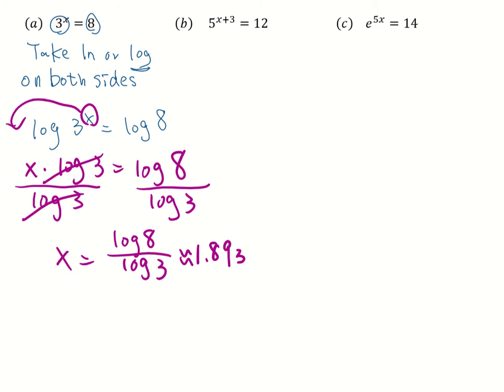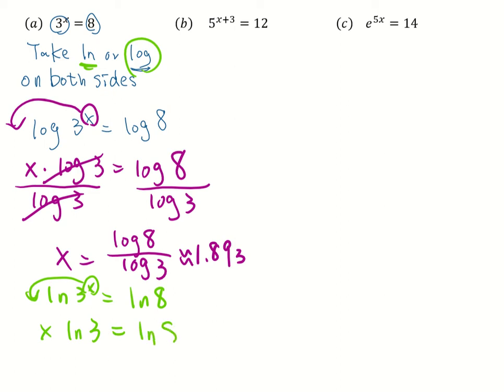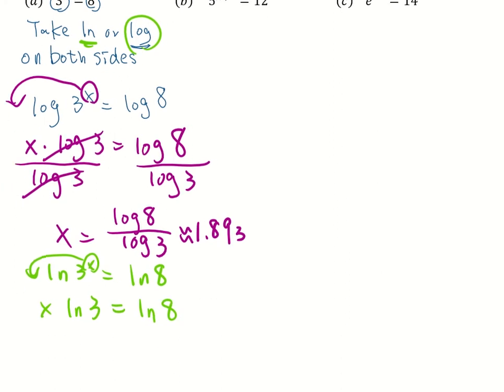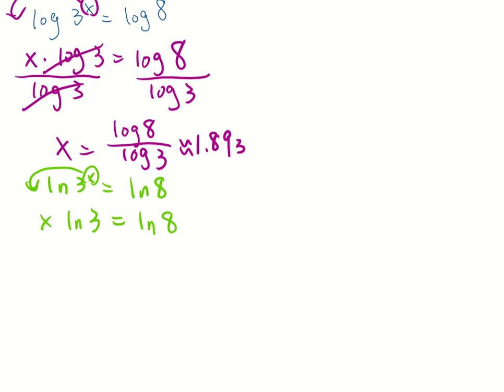Remember I said in the first step you can either take ln or log on both sides, and we took log. What happens if we take the natural log, ln, on both sides? If we take ln on both sides, we have ln of 3 to the x equals ln of 8. Similarly, we can move the x to the front by the power rule. So you have x times ln of 3 equals ln of 8. Now, a similar step: to leave x by itself, you divide by ln of 3 on both sides.